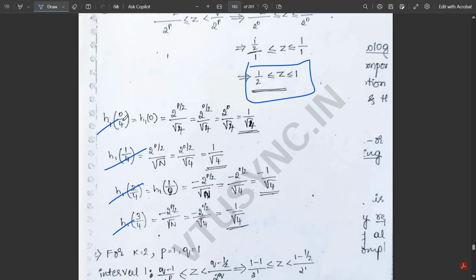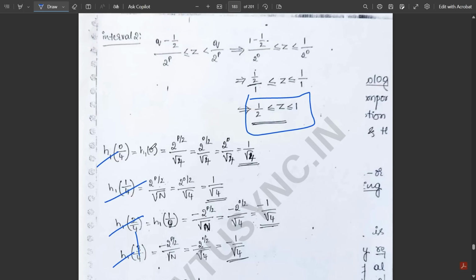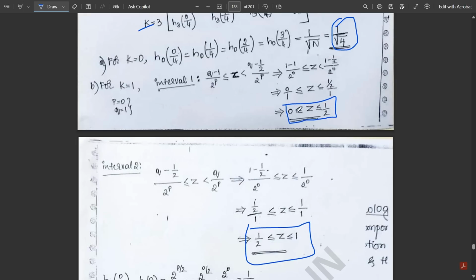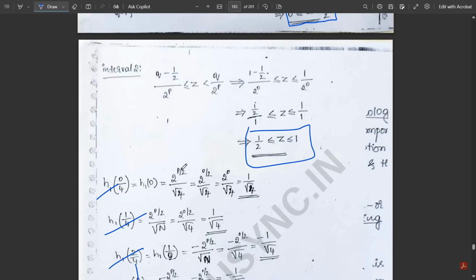So these are all in the brackets, all the values of z here. So here h1 of 0, 0 by 4 is 0. So it would be satisfying this interval here, right? That is z is between 0 and 1 by 2. So for this interval we know that the equation you should be taking is 2 to the power p by 2, divided by root n. In this case the value of n is 4, so root 4. So 2 to the power p, the value of p you should be taking as 0 for k equal to 1. So that is 2 power 0 by 2 divided by root 4, that is 1 by root 4. Okay, so this is for h1 of 0.